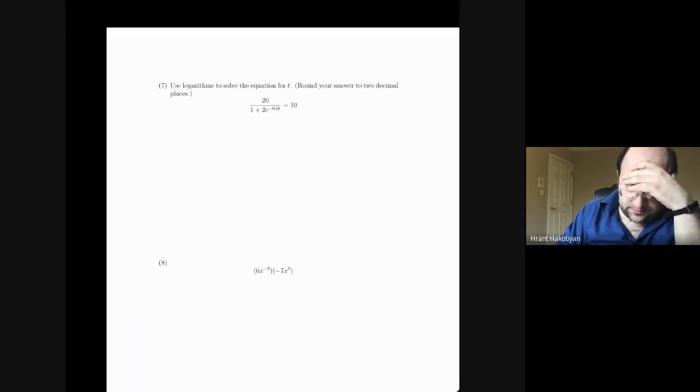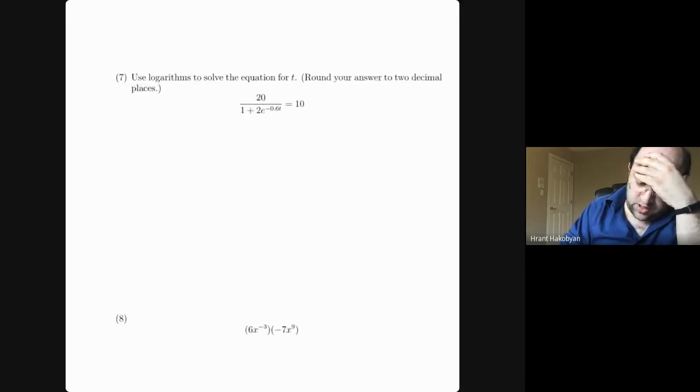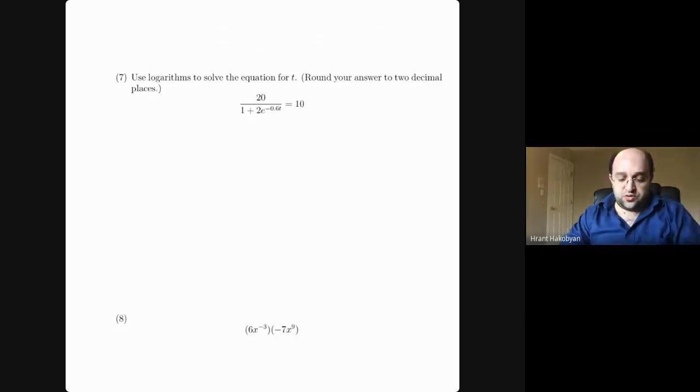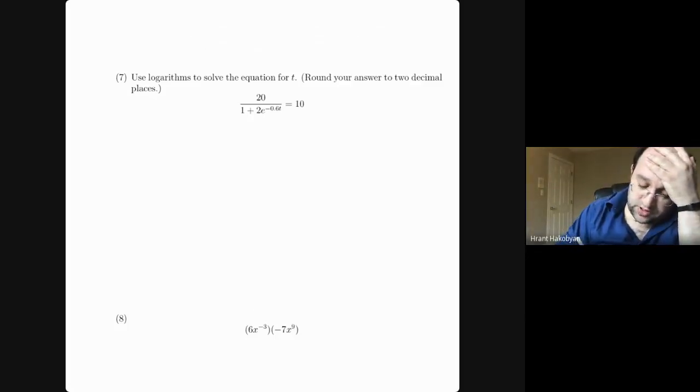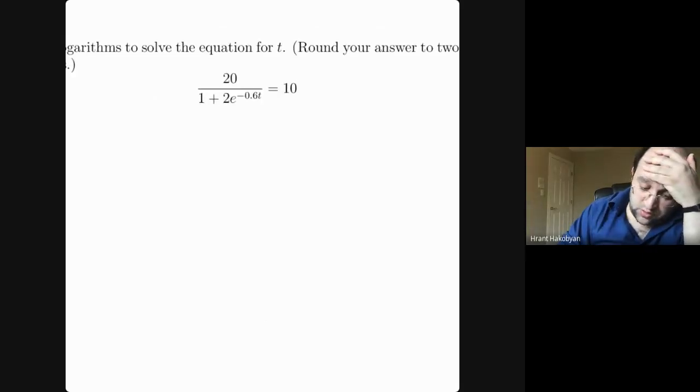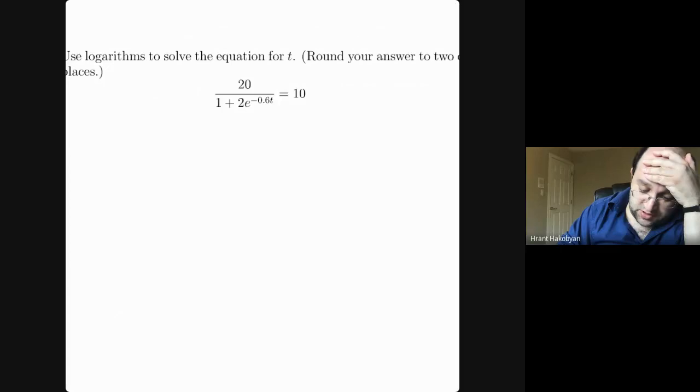Okay, so use logarithms to solve the equation. So we have a couple more equations. I don't think I'll do the other ones, just this one here. Very similar. So use logarithms to solve the equation for t. So I have 20 divided by 1 plus 2 times e to the negative 0.6t equals 10. So let's try to solve. Again, I'm going to try to solve for this term first, and then find t.